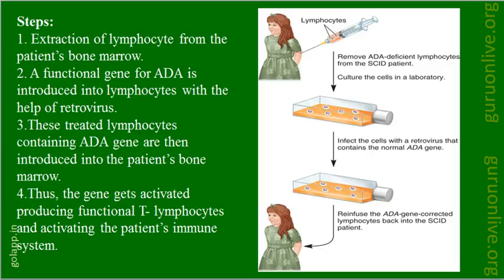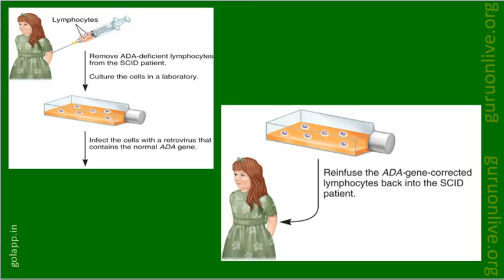Fourth step, because of this reintroduction, the corrected ADA gene gets activated in the patient's bone marrow and starts to produce the functional T lymphocytes, thus activating the patient's immune system. So let me explain with this figure.